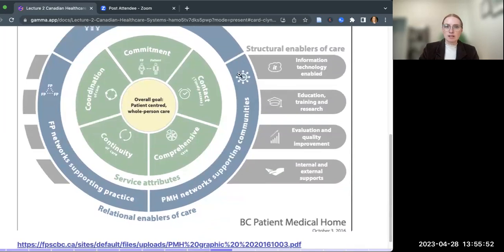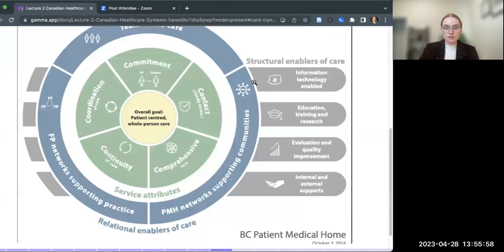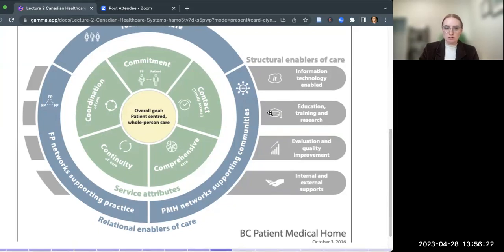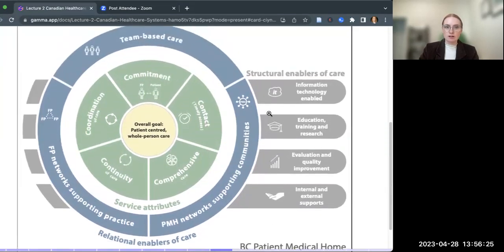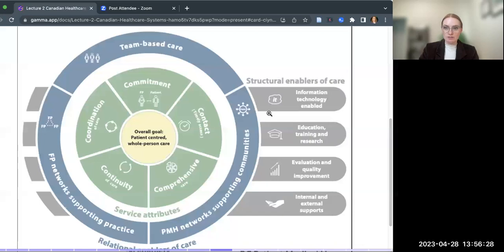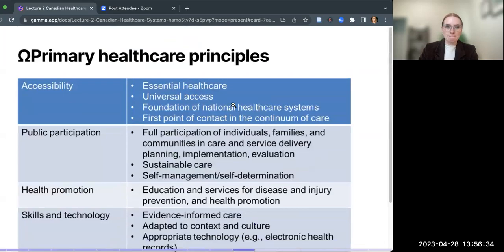So some enablers that we look at are the fact that we have technology that can enable, or it can also block patient-centered care, block the ability of the patient medical home. Also having education and training and research into the importance of primary care and the importance of these principles of coordination and comprehensiveness, et cetera, evaluation and figuring out how we can do things better in the primary care setting, and then also having the internal versus external supports. So this is definitely an area that has much work to be done, and it's an area of current change that we're seeing a lot of development in.